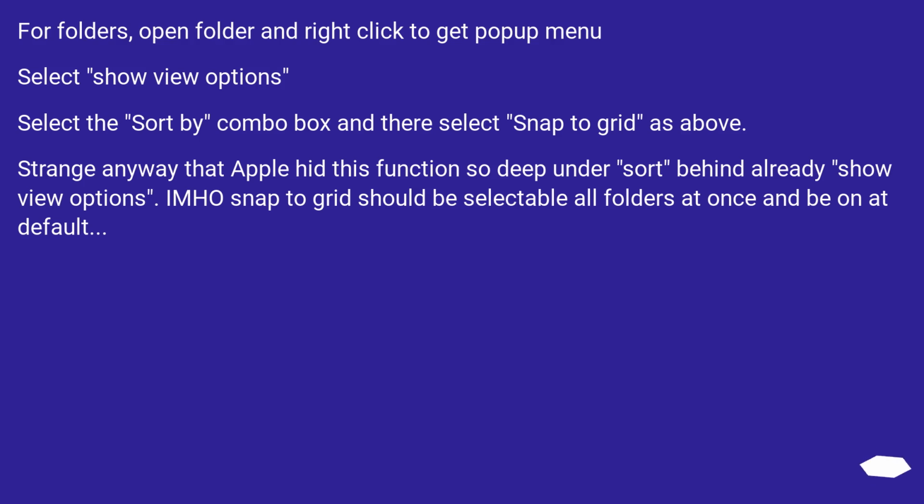For folders, open the folder and right-click to get the pop-up menu. Select Show View Options. Select the Sort by combo box and there select Snap to Grid as above. Strange anyway that Apple hid this function so deep under Sort behind Show View Options. IMHO Snap to Grid should be selectable for all folders at once and be on by default.